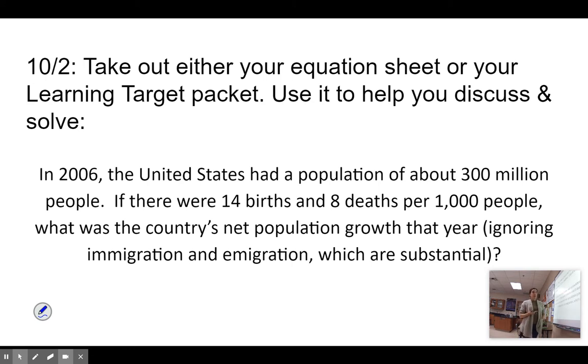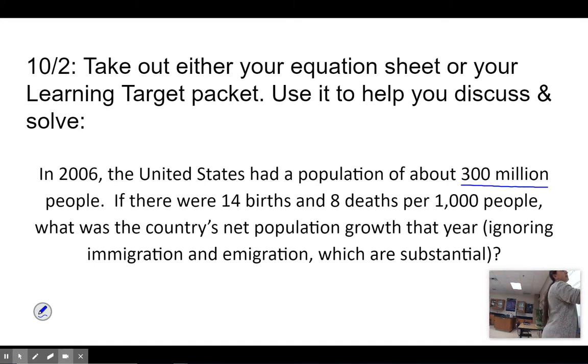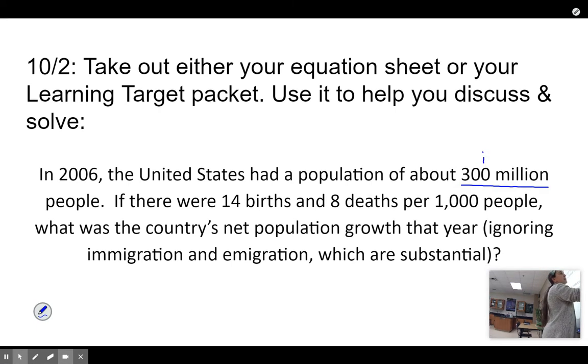When I approach a problem like this, first, I'm going to go through and just pull out some of the important information. So in 2006, the United States has a population of about 300 million. So this is my initial or my starting population size for this problem. If there were 14 births and 8 deaths per 1,000 people, so there's the rest of my data, what was the country's net population growth that year? Ignoring immigration and emigration, which of course in the real world are pretty substantial.